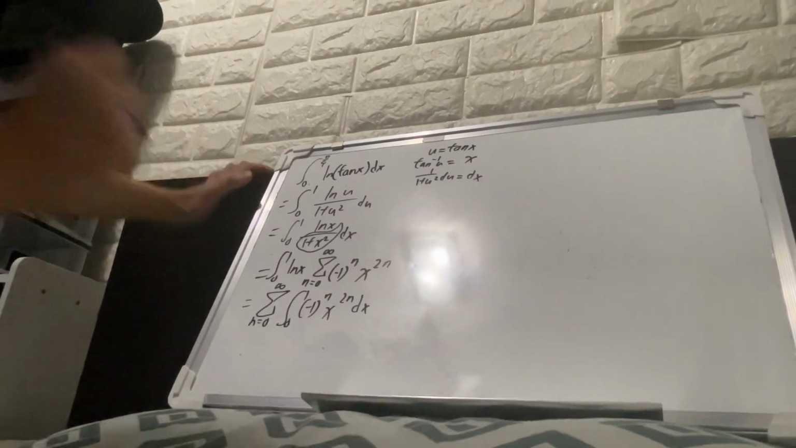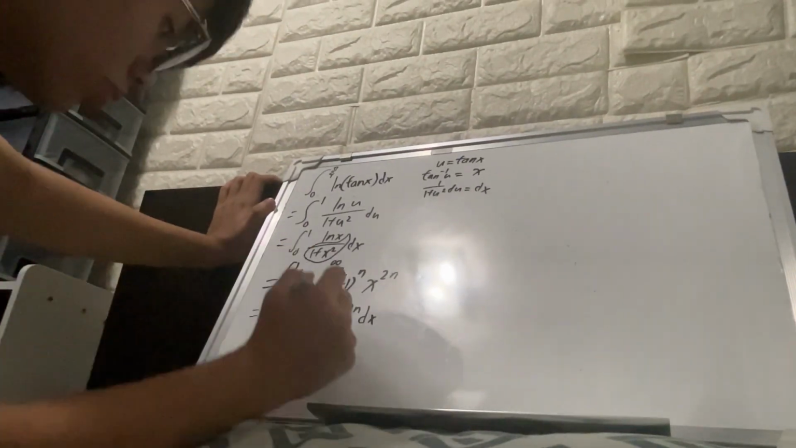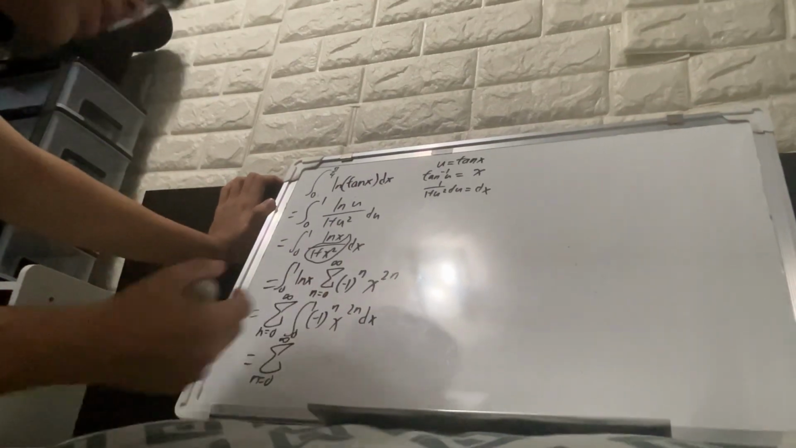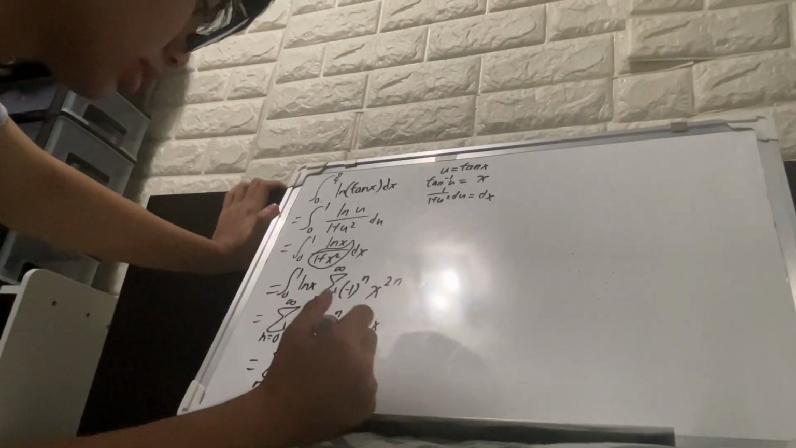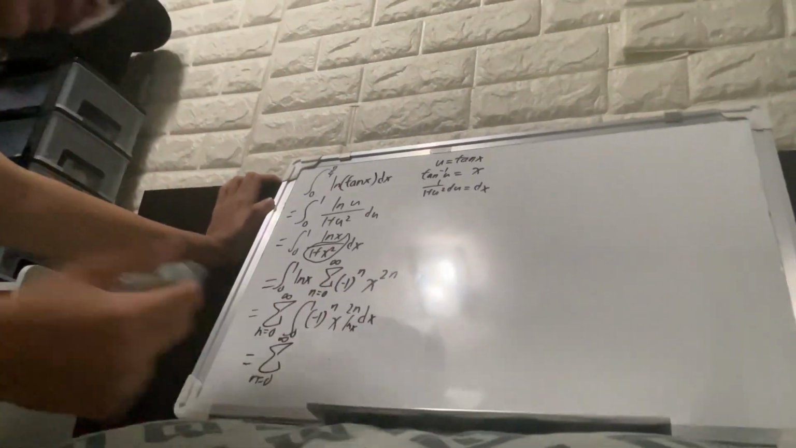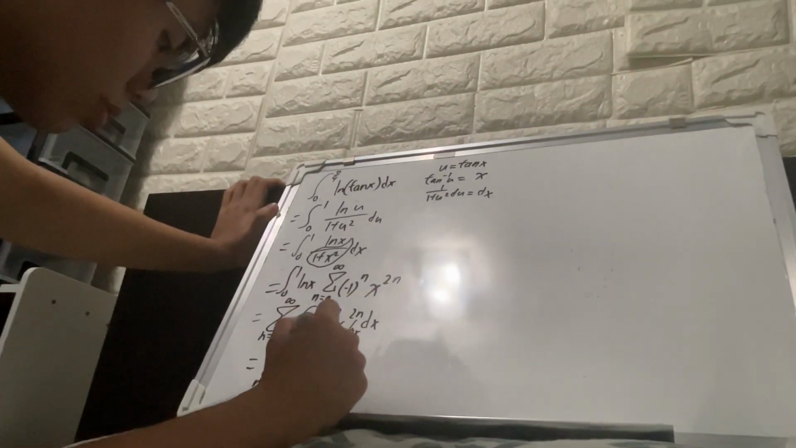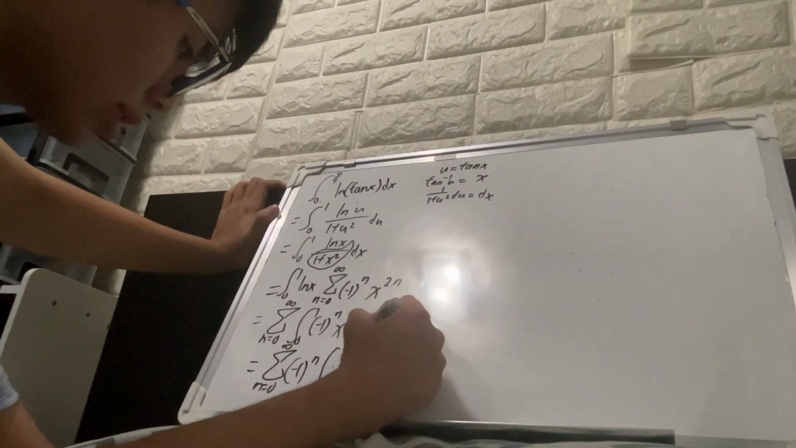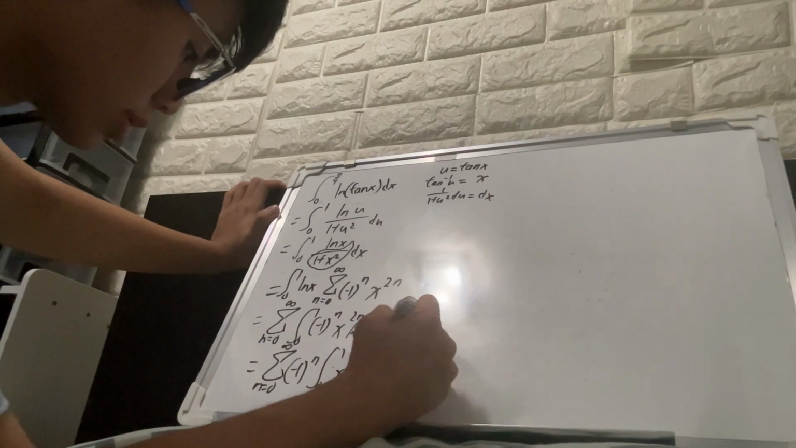So for this we can get n is equal to 0 to infinity. I forget lnx, sorry. Since (-1) power of n is a constant, you can put it outside the integral, like that. Then x power of 2n and lnx dx.